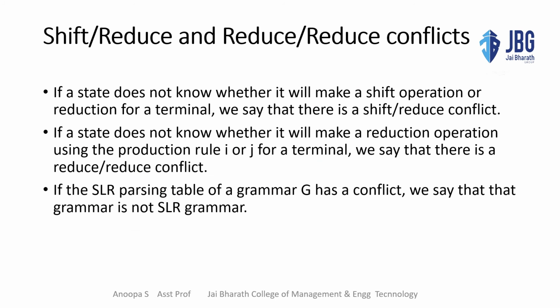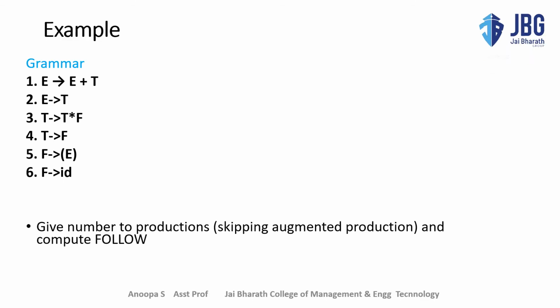Now, there are two types of conflicts, as we have discussed in the shift reduce parser itself. If a state does not know whether it will make a shift operation or a reduction, we say that it is a shift reduce conflict. Similarly, if there are two reduction possibilities, it is a reduce reduce conflict. So if the SLR parsing table has a conflict, we say that the grammar is not SLR grammar. So this is how we check whether a grammar is SLR or not. Now we will see an example.